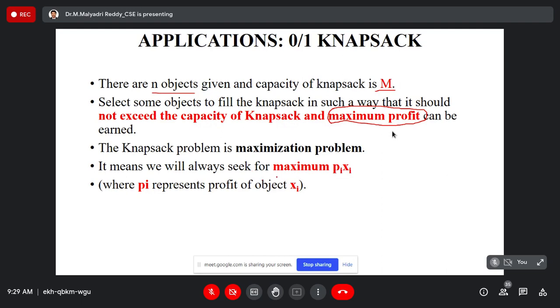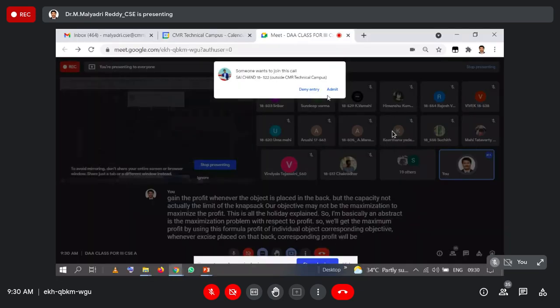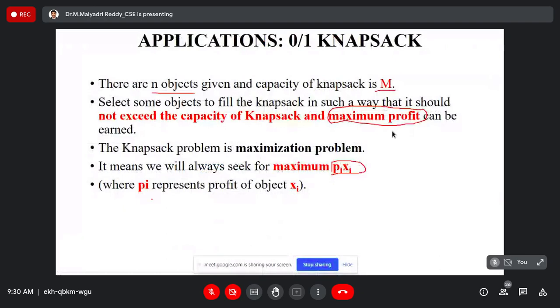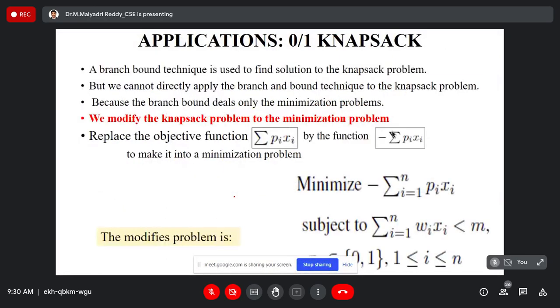We get the maximum profit by using this formula: the profit of the corresponding object, whenever xi is placed in that bag, the corresponding profit is earned or gained. So this is the general form definition of the knapsack. This is the formula for that.